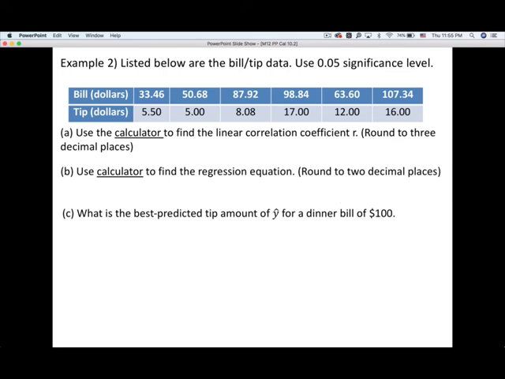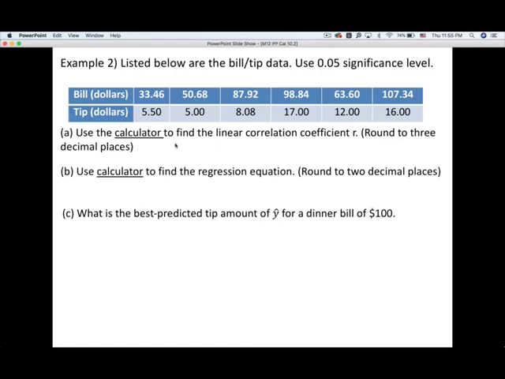So let's try an example to figure out this one. Listed below are the bill and tip data. Use a 0.05 significance level. I have the bill dollars and the tip dollars. So the bill dollars here, this is gonna be my explanatory variable. The tip dollars, that will be your response variable.